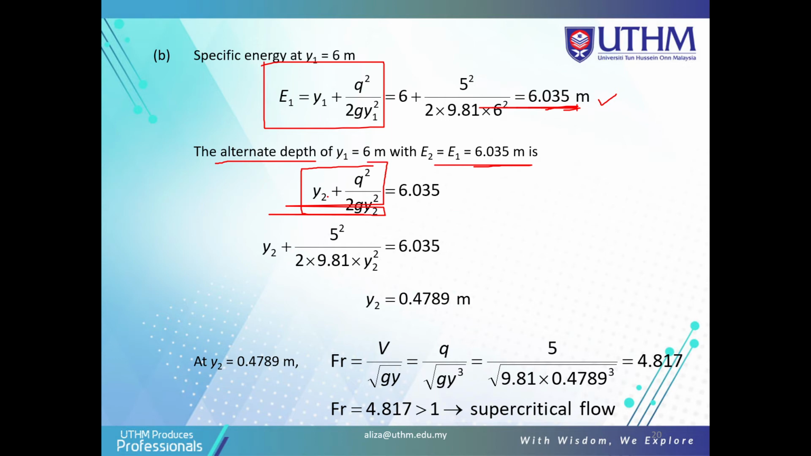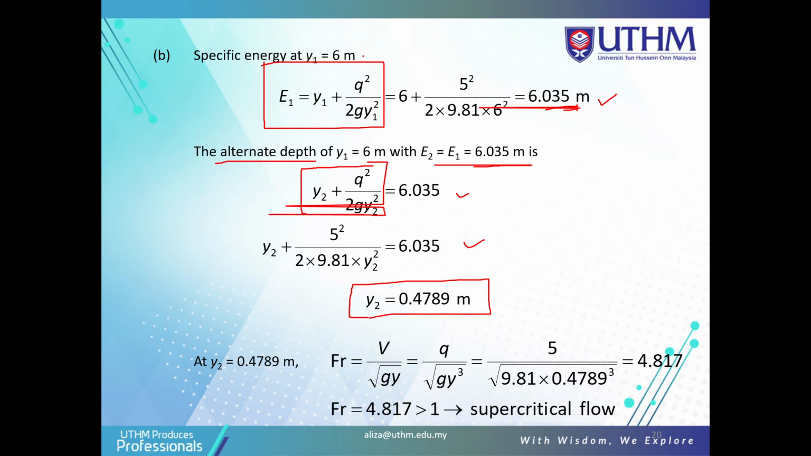Okay, so we get Y2 is Y2 plus Q to the power of 2 divided by 2 g Y2 squared. You get the value of the same, 6.035 here. Okay, and you just calculate and solve this formula until you get Y2 is 0.4789 meter. So the Y2 here.